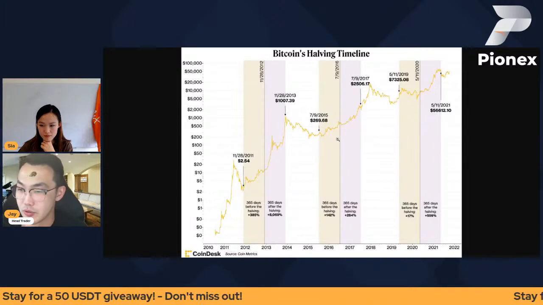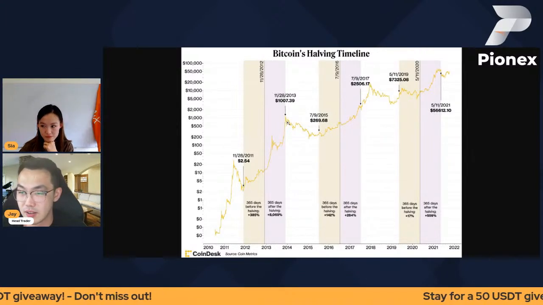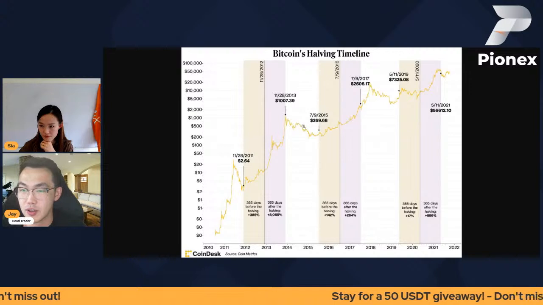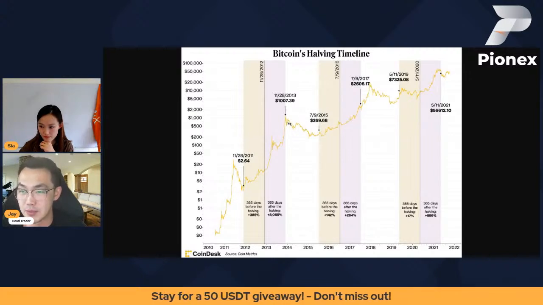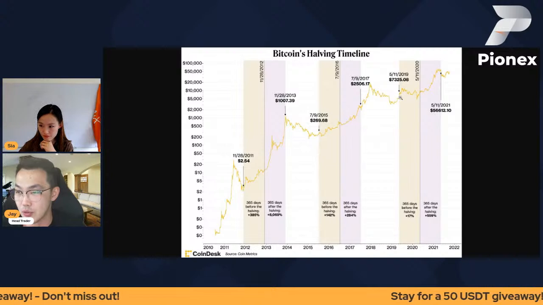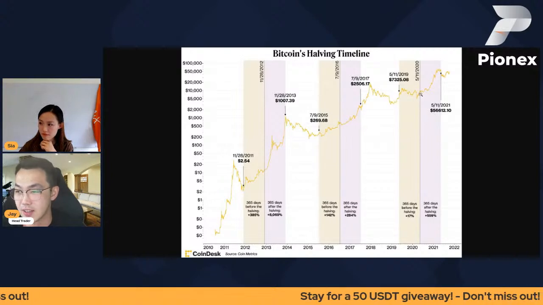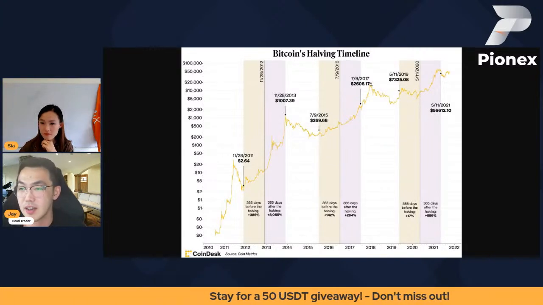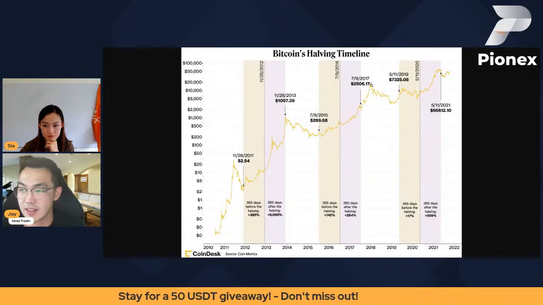So for example, in 2016, the price at the halving was still around half the price versus the all-time highs. And then again in 2020, during the halving, it was around half the price of the all-time highs of 2018.